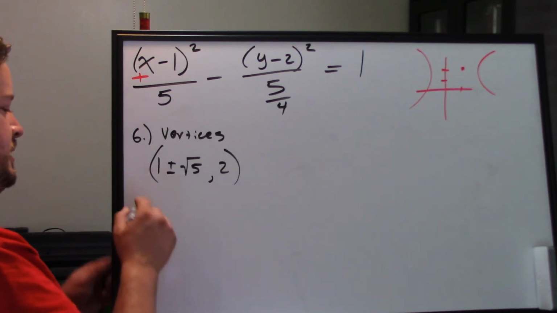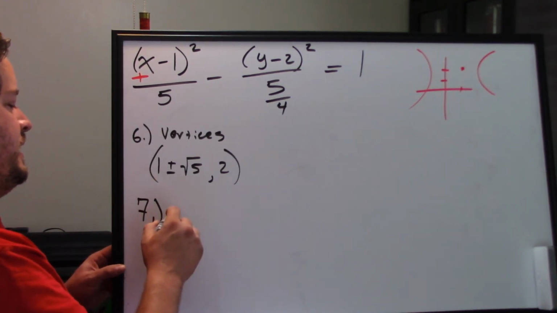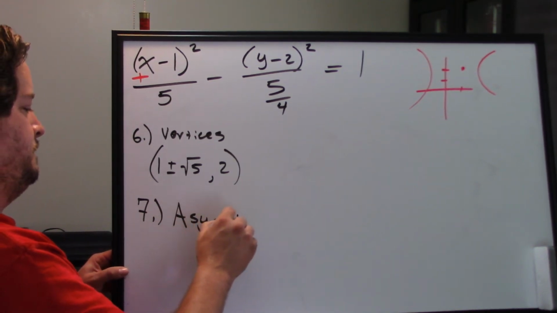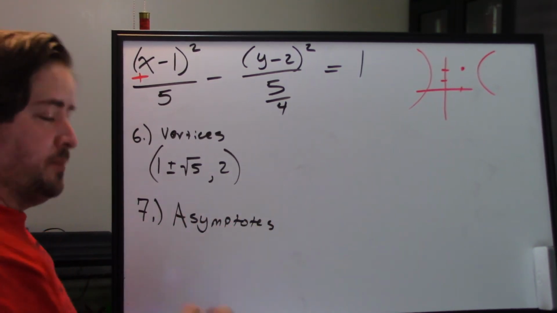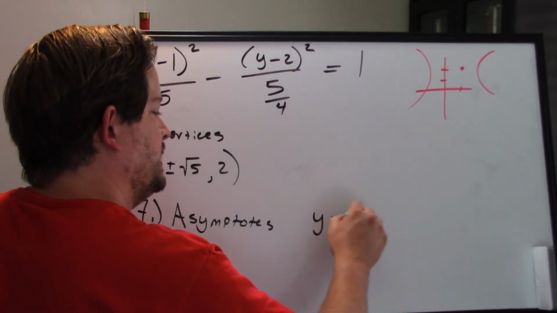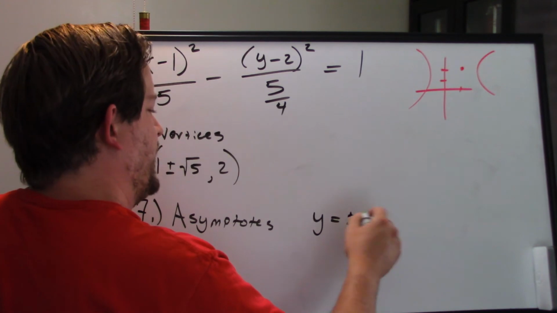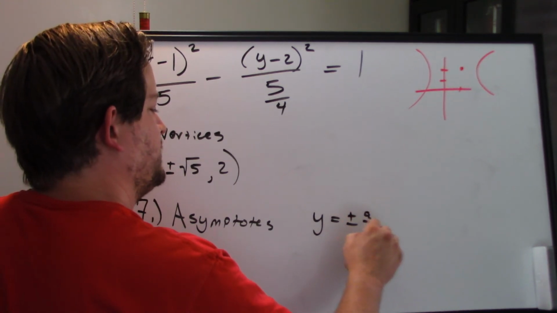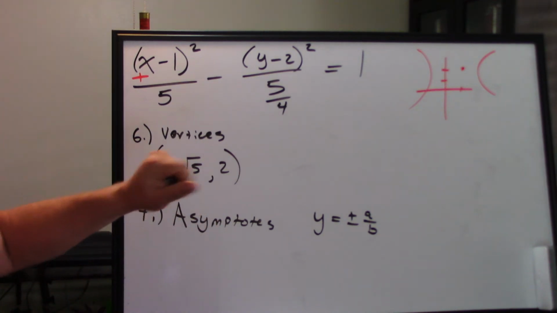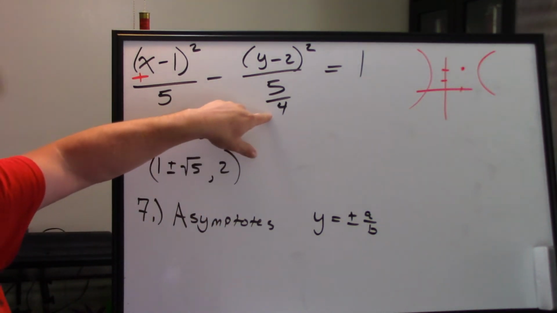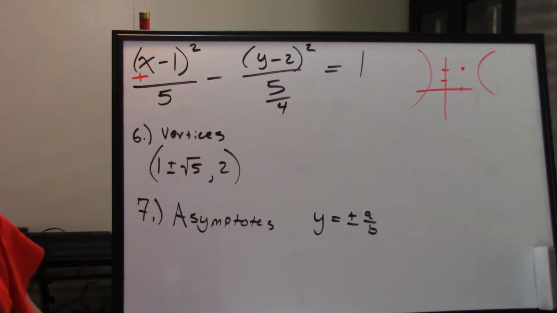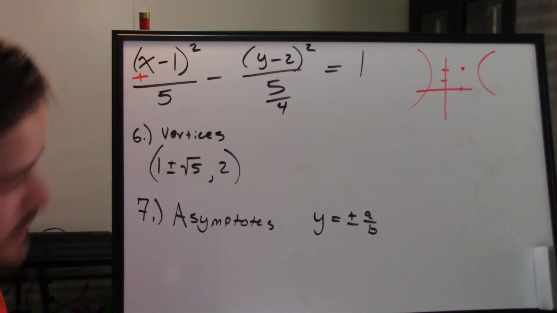And then the last bit, number 7, asks us to find the asymptotes. And before we started shifting stuff, the asymptotes were just y equals plus or minus b over a or a over b, whichever the case may be. In our case, it's the square root of 5/4 over 5, right? So it's b over a here.